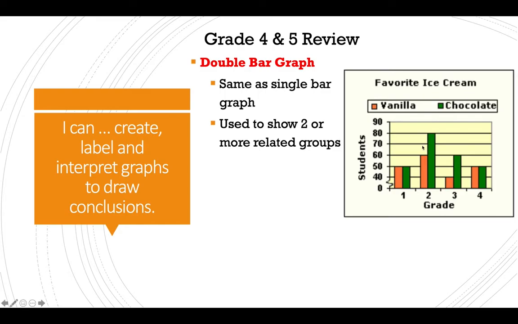So in this case, the related groups would be the ice cream. They could have done even more than two. They could have put in strawberry. They could have put in chocolate chip mint. They could have put in whatever, okay? So it could be a double bar graph, or it could be a triple bar graph. I don't think it'd be very common to do more than triple though. There could be, but we're not going to see those. It's not really very popular.